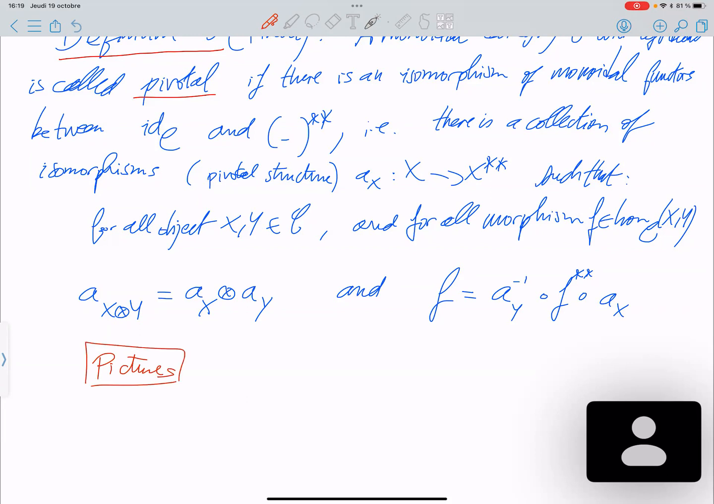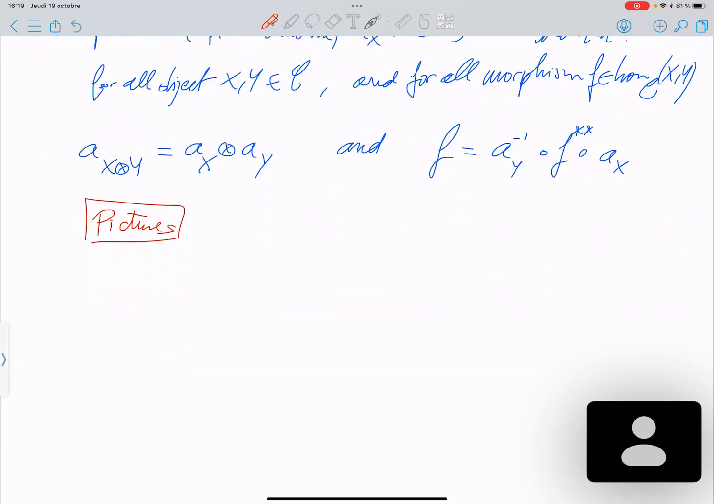Picture. So the first picture. So we have A_X tensor Y, X tensor Y, and X double star tensor Y double star. Remember that if you apply (X tensor Y) star, you permute inside, but if you apply double star, you double permute. So you get X double star tensor Y double star.